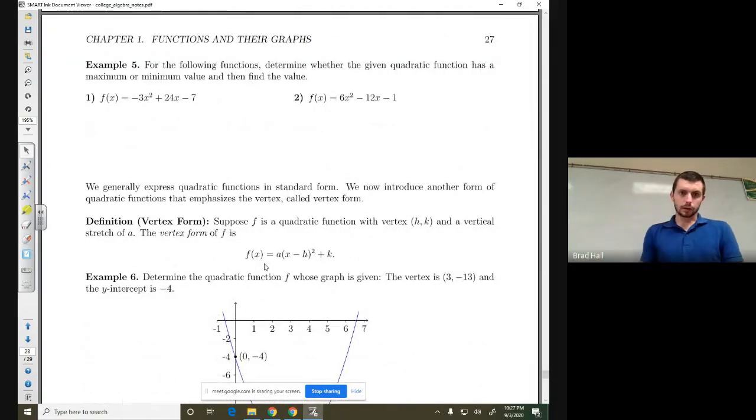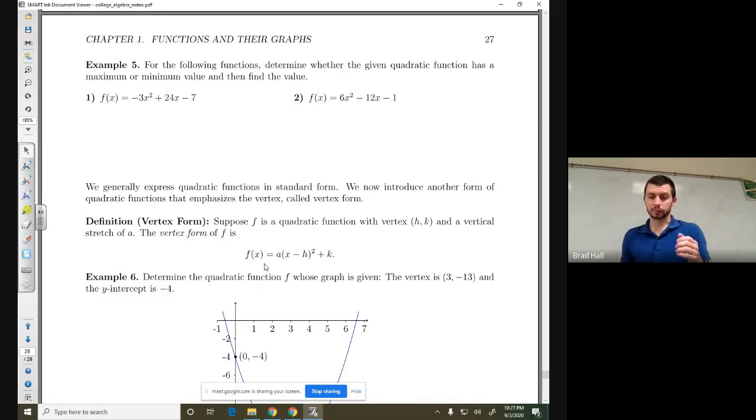So now we're going to move on to something a little bit easier, actually. For example 5, it says, determine whether the given quadratic function has a maximum or minimum, and then figure out that maximum or minimum. So how do you figure out if a quadratic function has a max or a minimum? Well, it's good that we know a visualization. It's a parabola.